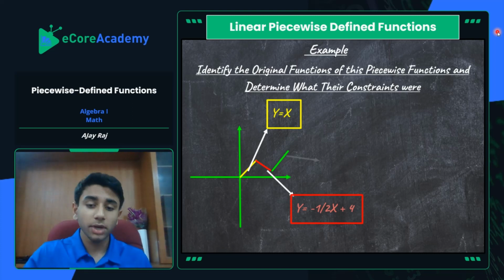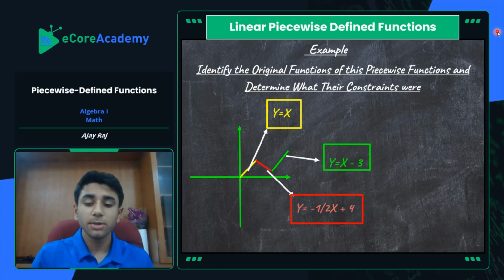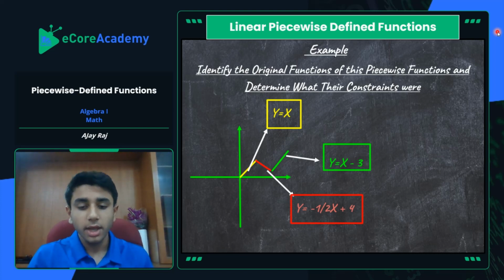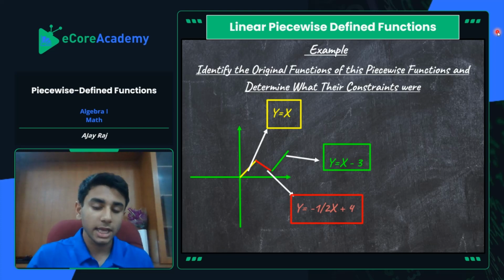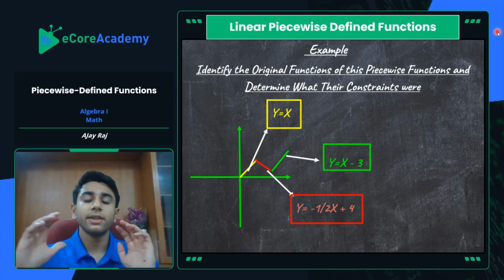And then, of course, with your green line segment, it's going to be y equals x minus 3. As you can see, it has the same exact steepness as our original yellow line. However, it is shifted to the right a lot more, and its y-intercept is at negative 3. Now comes the trickier part. We're going to actually find the constraints.